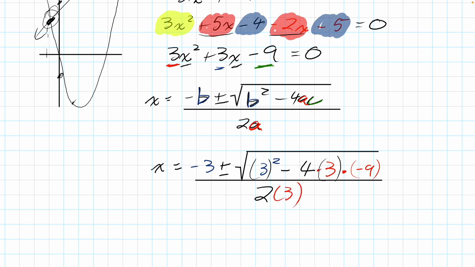So now what we're going to do is we're going to simplify. X is equal, still have -3 plus or minus, and we still have our square root. I'm going to try to simplify it as best as we can.